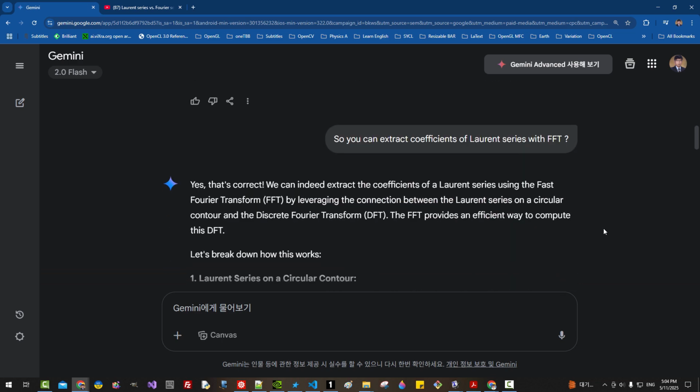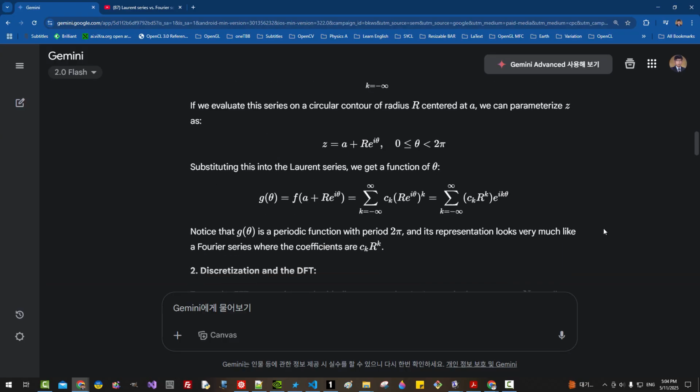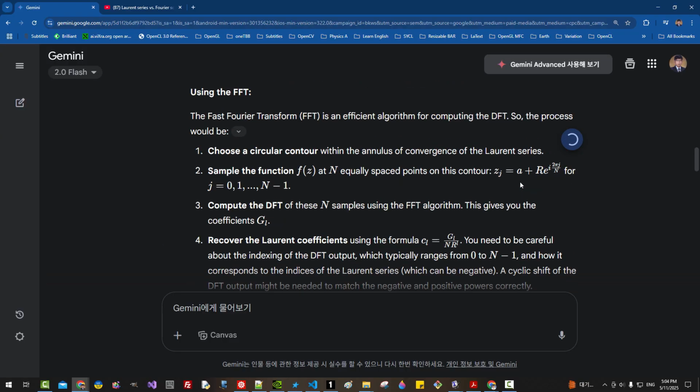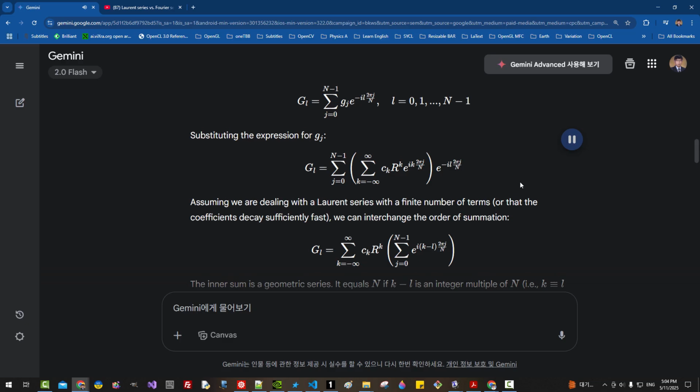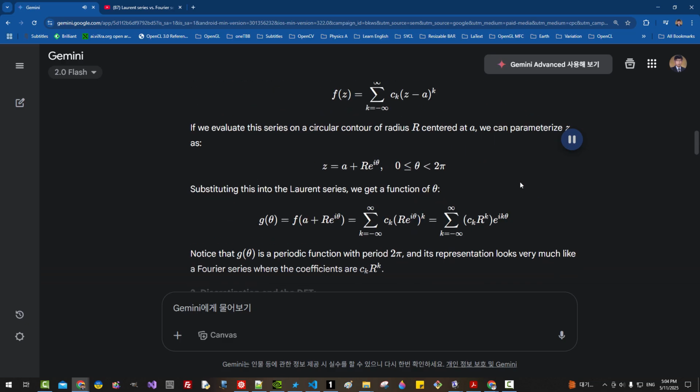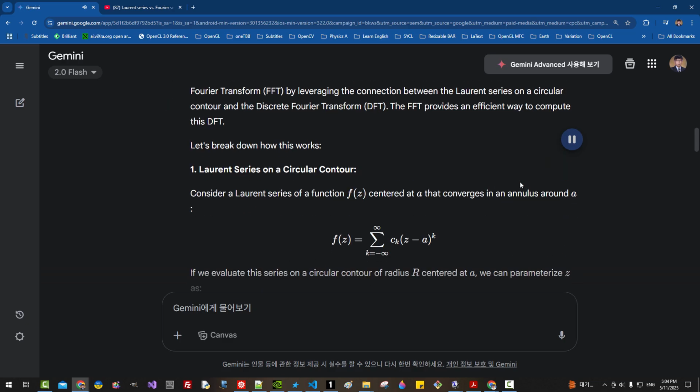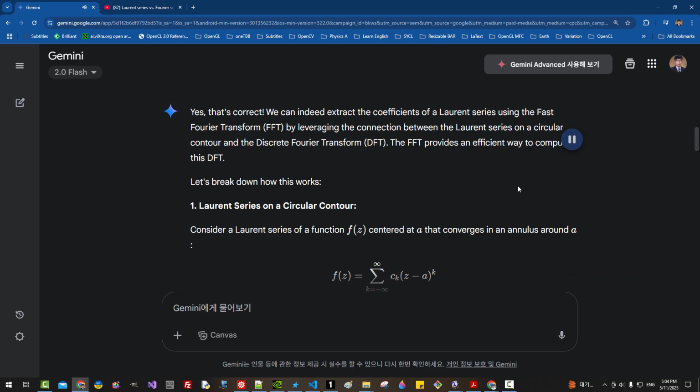So, you can extract coefficients of Laurent series with FFT. Yes, that's correct. We can indeed extract the coefficients of a Laurent series using the fast Fourier transform, FFT, by leveraging the connection between the Laurent series on a circular contour and the discrete Fourier transform, DFT. The FFT provides an efficient way to compute this DFT. Let's break down how this works.